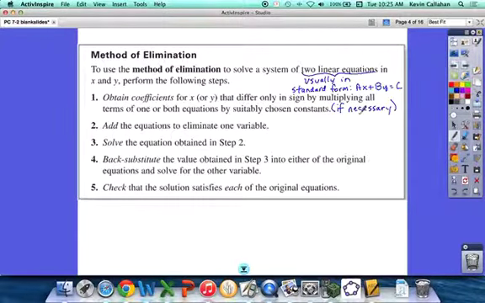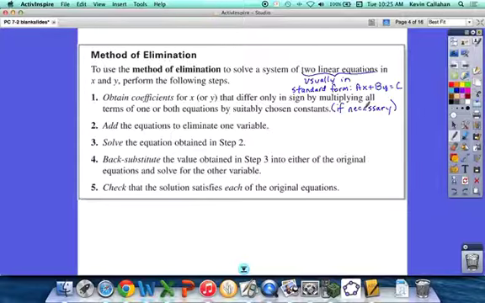This first step where it says obtain coefficients that differ only by sign by multiplying all terms of one or both equations by suitably chosen coefficients, we didn't do that in the last problem. We already had opposite coefficients for one of the variables. So this step right here is if necessary. I mean, most of the time it's necessary. It's not often that you get coefficients that are already opposite so that when you add them, you cancel a variable. But you don't always have to take that step.